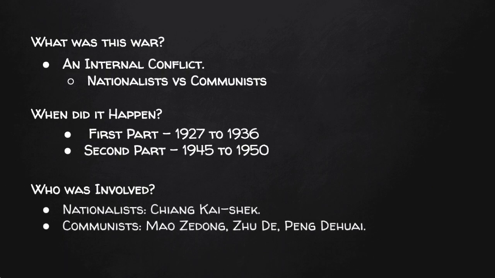Who was involved? The leader of the Nationalist Party, Chiang Kai shek, was a notable figure during the Chinese Civil War. Mao Zedong, the leader of the Chinese Communist Party, also played an important role during the war, with some of his generals, Zhu De and Peng Dehuai.